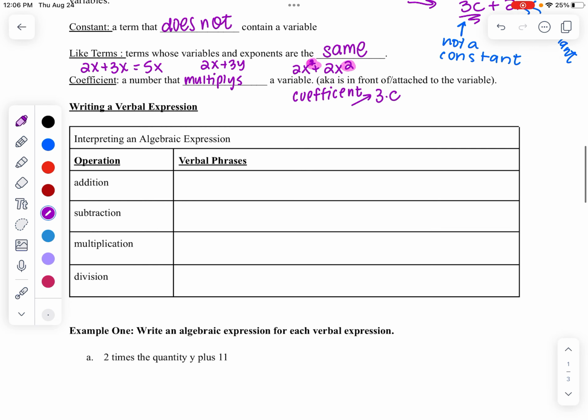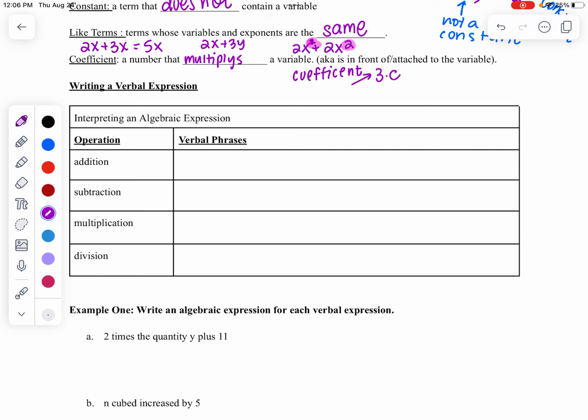Now, in a second, we're going to write some verbal expressions, but it is really helpful sometimes to have common phrases that we know indicate, oh, when I write this expression, I should use addition or I should use multiplication. So here are some popular phrases that you hear that would indicate that you should use a certain operation. For addition, popular phrases are more than, sum, plus, increased by, or added to. These aren't going to be all of the verbal phrases that could indicate addition, but these are some of the popular ones.